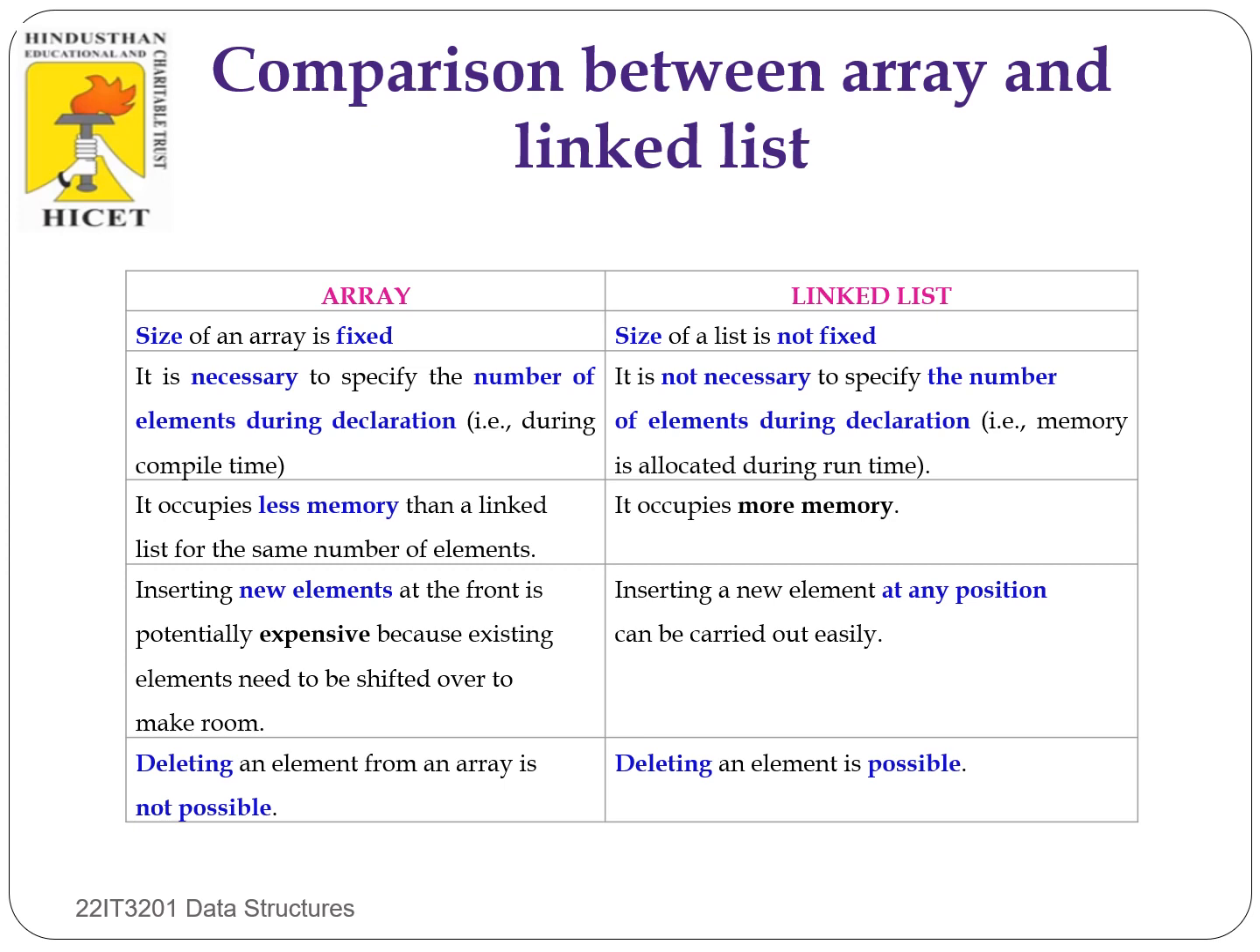In an array, inserting a new element at the front is potentially expensive, because when I try to insert an element at the front of the array, I have to shift all the elements a step backward so that I can make room for the new element. But inserting a new element at any position is not at all a problem in linked implementation. It can be carried out in a much easier manner. Similarly, deleting an element from an array is also not easy. But in a linked list, deleting an element is possible, and it can be done in a much easier manner.